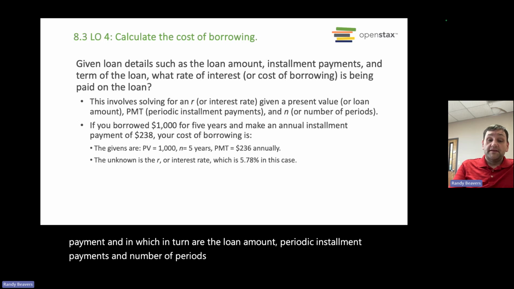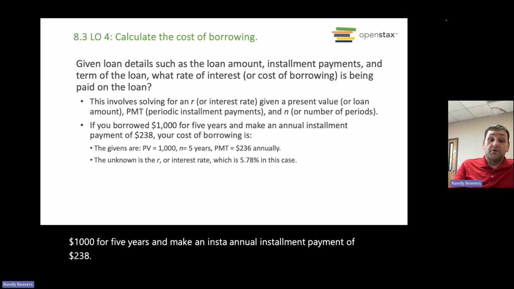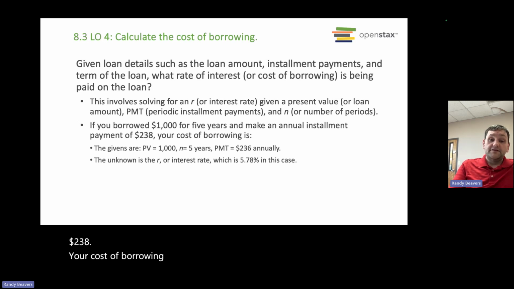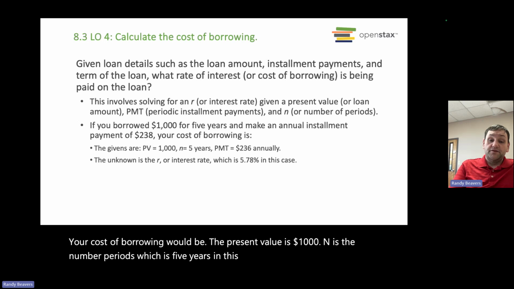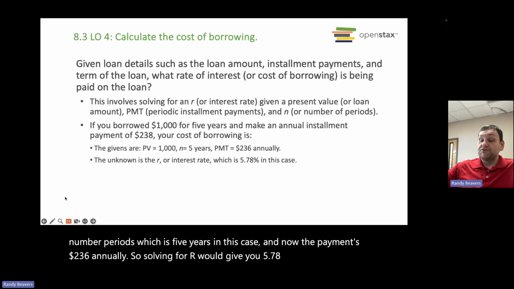So suppose you borrow $1,000 for 5 years and make an annual installment payment of $238. To find your cost of borrowing, the present value is $1,000, N is the number of periods, which is 5 years in this case, and now the payment is $238 annually. So solving for R would give you 5.78%. That's your interest rate on the loan.